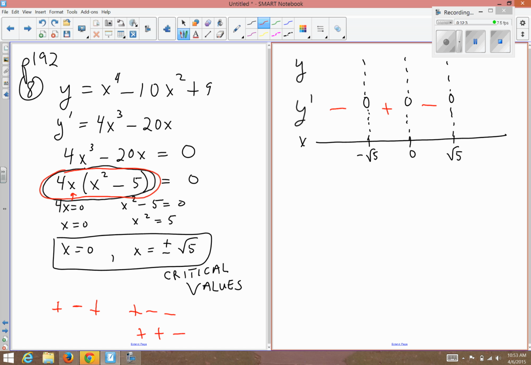Pick a number bigger than the square root of 5. Say, for example, 10. 10 squared minus 5 is a positive. For the x's, we're putting 10, so that would be a positive.